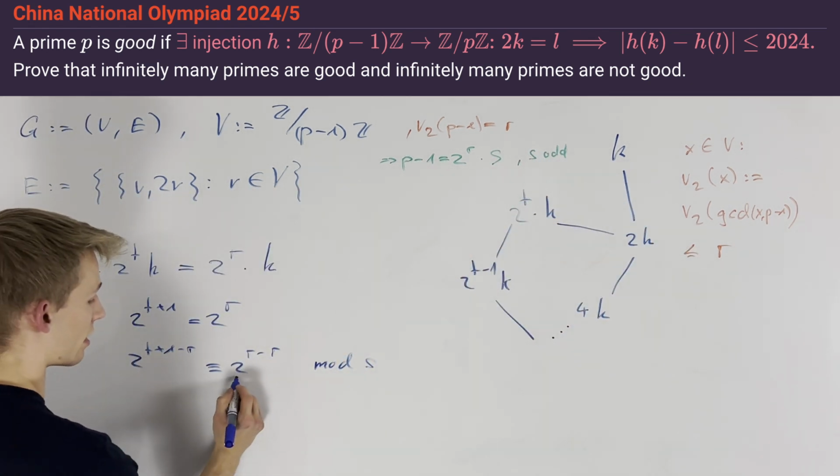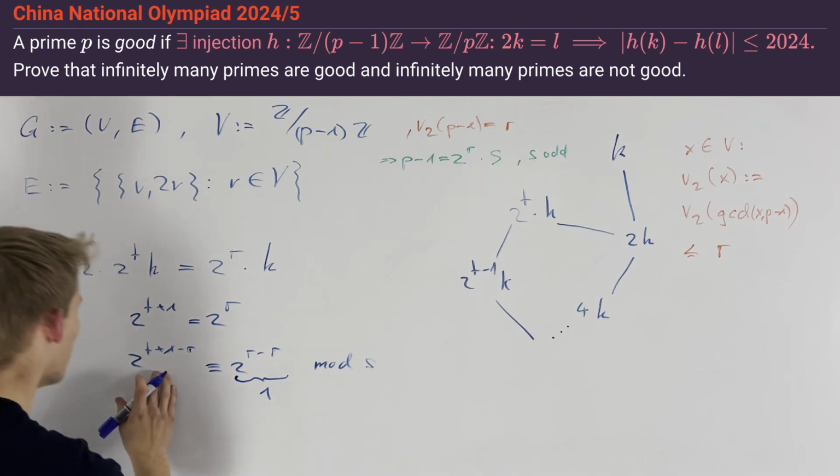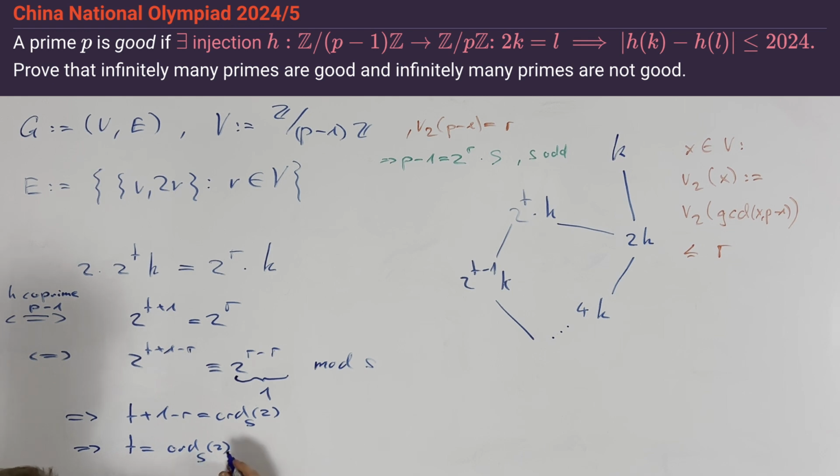We especially get that the right-hand side here is equal to 1, and since t was minimal, this directly implies that the exponent here is equal to the order of 2 modulo s. In other words, we get that t equals order 2 of s plus r minus 1.